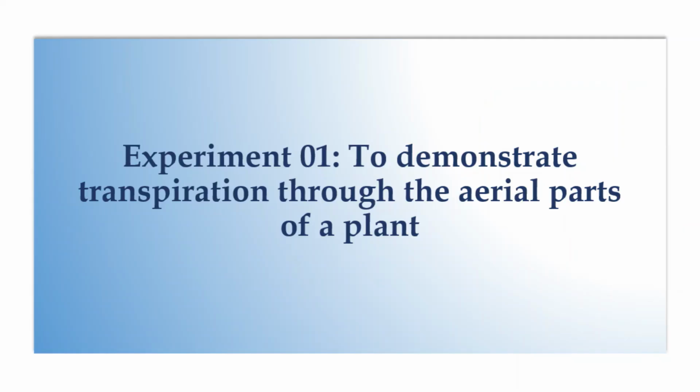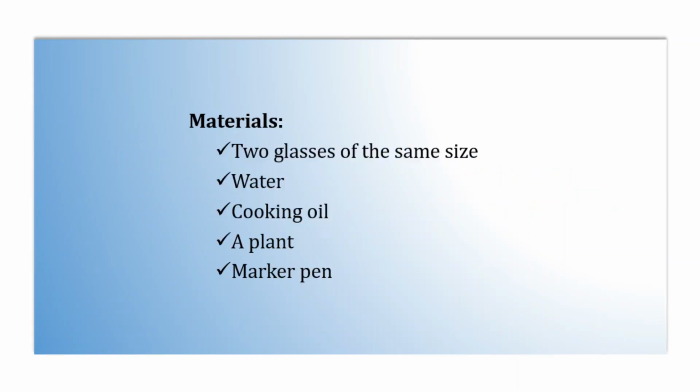In our first experiment, we are going to demonstrate transpiration through the aerial parts of the plant. This experiment can be used to prove what is transpiration through the plants. First, let's see what materials we need. So, we need 2 glasses of the same size, water, cooking oil, a plant, and a marker pen.